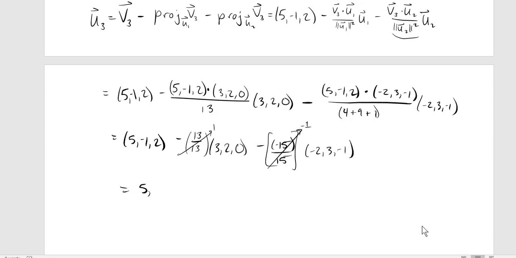What do we have? 5, negative 1, 2, minus 3, 2, 0, minus the negative is positive, plus negative 2, 3, negative 1. Add it up. 5 minus 3 minus 2 is 0. Negative 1 minus 2 is negative 3, plus 3 is 0. 2 minus 0 minus 1 is 1.